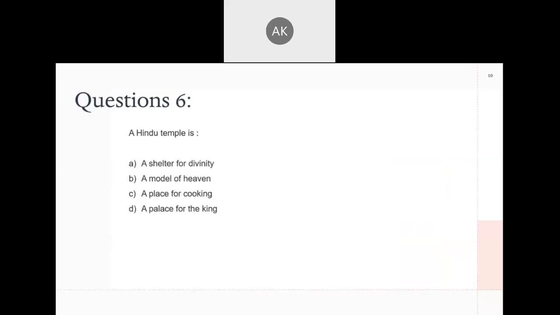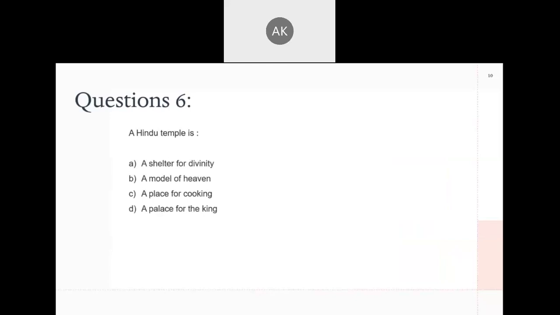Okay, so question number 6. A Hindu temple is a shelter of divinity, or a model of heaven, or a place of cooking, or a palace for the king. So it is saying the Hindu temple is the shelter for divinity, or the model of heaven, or the place for cooking, or a palace for the king? Actually, the Hindu temples are not the palace for the king, neither is it a place for cooking.